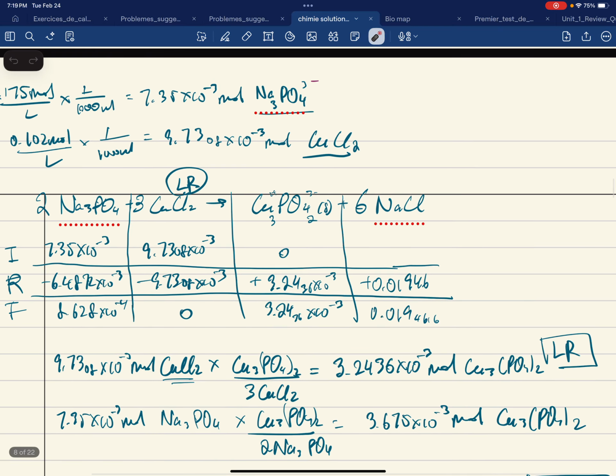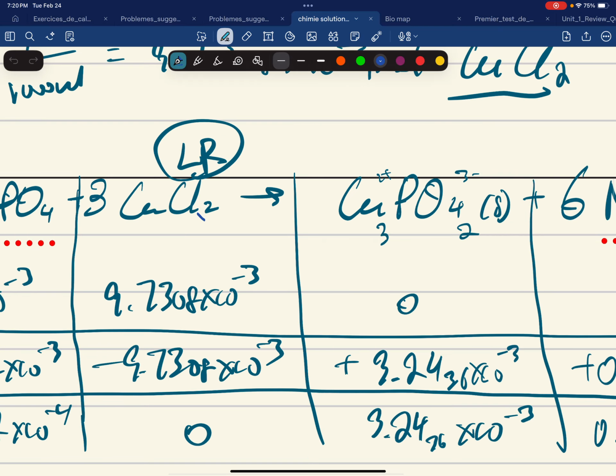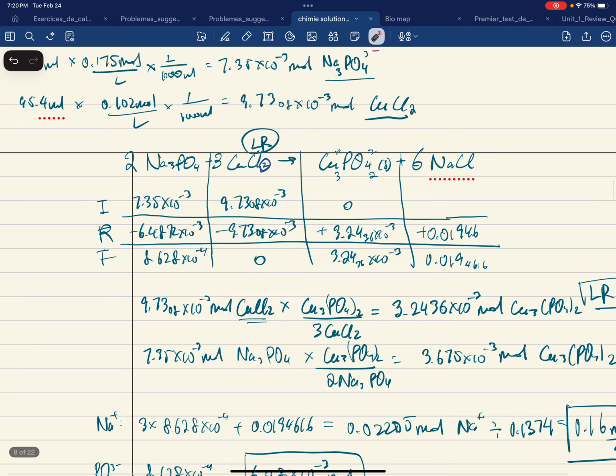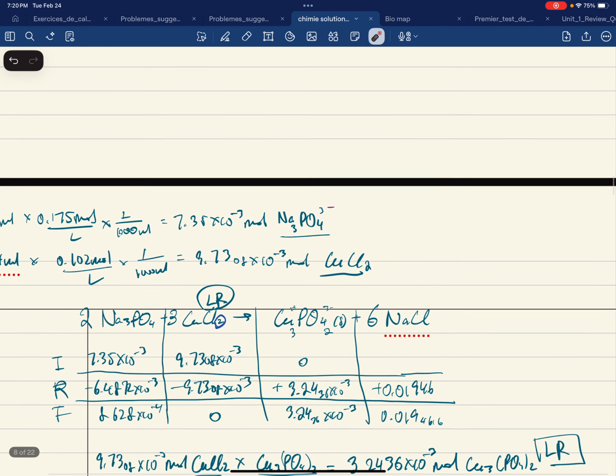I call it indice, but anything that says like a 2 right here, or like a 3 right here, or like a 2 right here. These are super important for you to calculate the concentration later on for the final product.